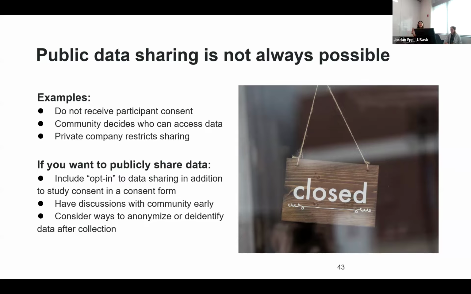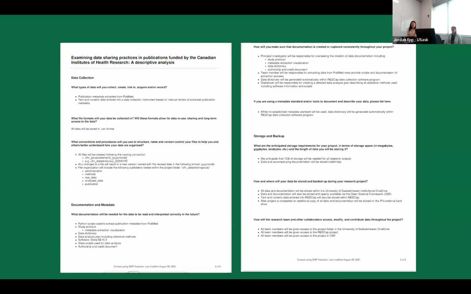So if you want to share your data, you need to think about those things and think about different ways. So include the opt-in, the consent process, having discussions with the communities early, and then considering ways to anonymize the data. What I've seen some teams do, for example, if you have specific data, is that they have coded data, and then they have a separate dictionary of what that coded data means. But then they don't share that publicly, but the coded data is shared publicly. So that's one way of thinking about and considering it.